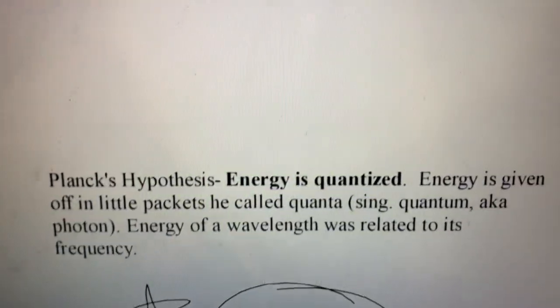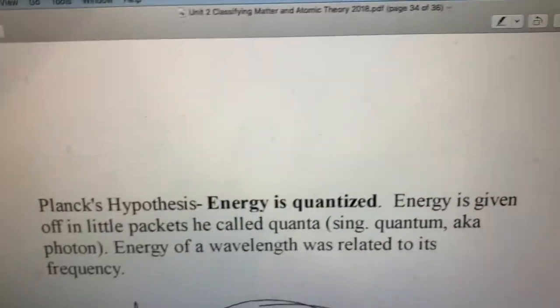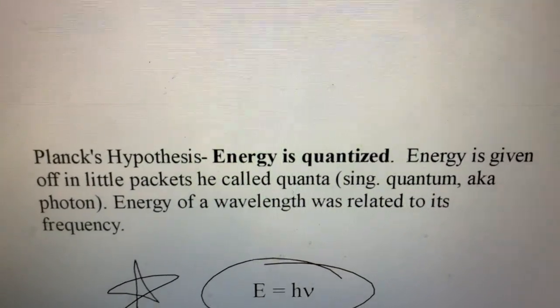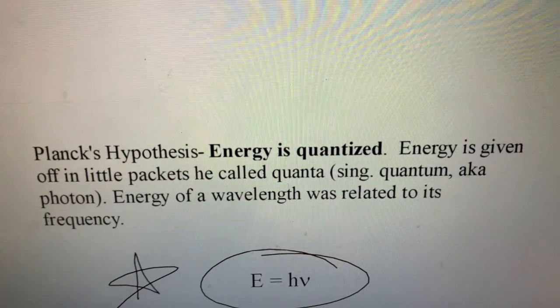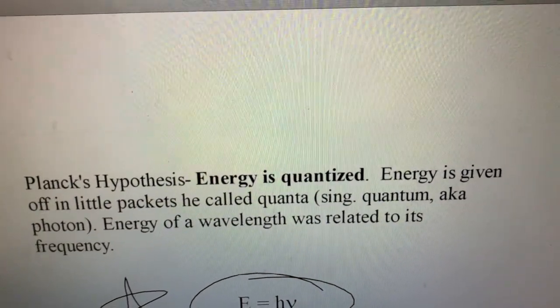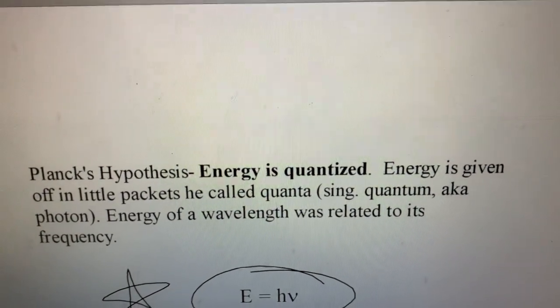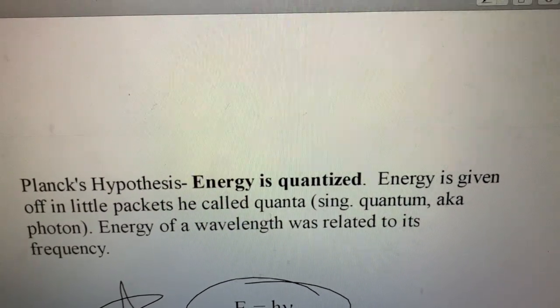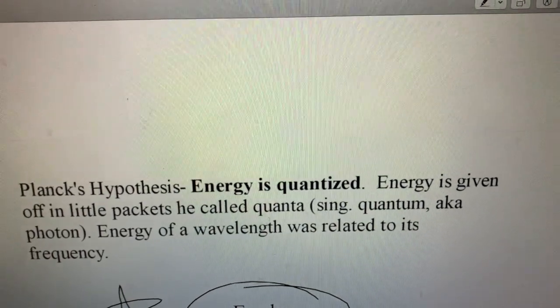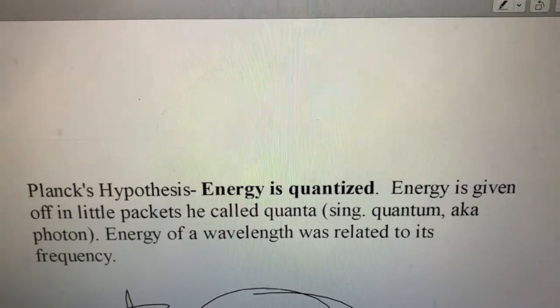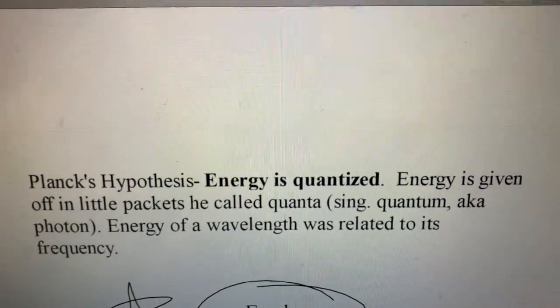All right, our last topic is what's known as Planck's hypothesis. What Planck said is that energy is quantized. What that means is energy is given off in little packets called quanta. You might have heard them also referred to as photons. Another scientist by the name of Einstein coined the term photon, so it tended to become a little bit more popular. And the energy of a wavelength was related to its frequency.